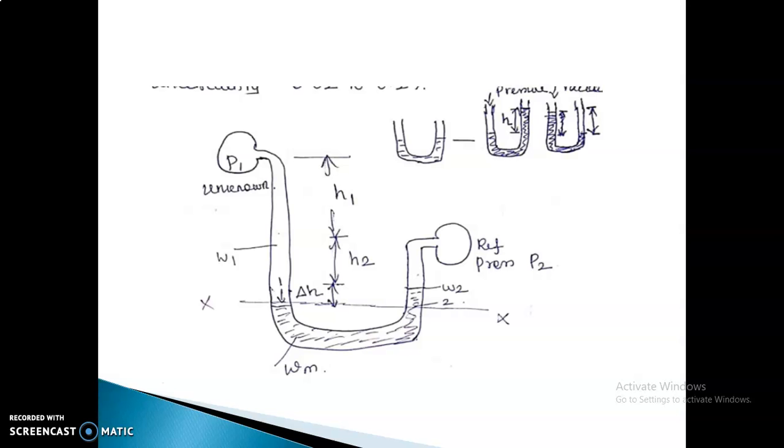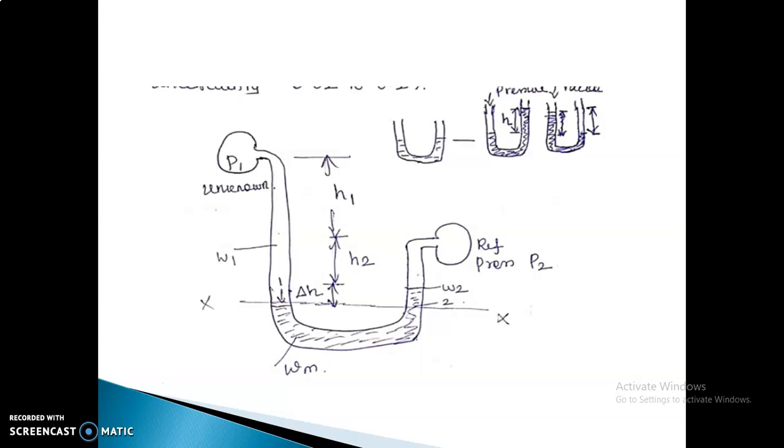The next one, when you are looking at here, we are just going to do some derivation part. That is the reason I have given this particular diagram over there. So when you are looking at the diagram, the first one is your unknown pressure. So what does it mean, unknown pressure? I have given the indication as P1. The reference pressure, which is nothing but your P2.